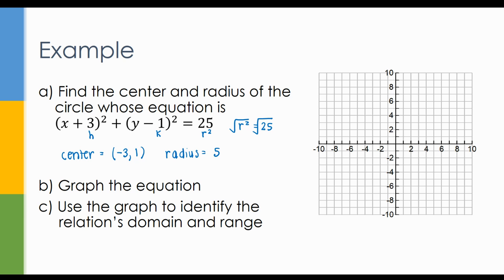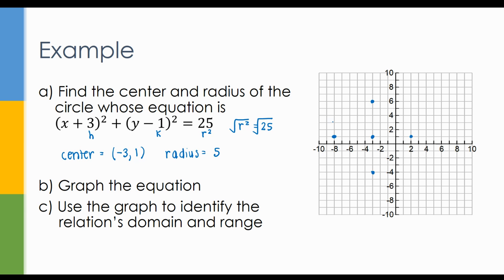So what I'm going to do to graph is I'm going to plot that center. So I'm going to go negative 3, positive 1, plot my point. And then from there, I know if my radius is 5, I want to go 5 away from that center in all directions. And the easiest ones to do on this coordinate plane are going to be going left, right, up, and down. So from the center, I'm going to go 5 to the right. 1, 2, 3, 4, 5, plot my point. From the center, I'm going to go up 5. 1, 2, 3, 4, 5, plot my point. From the center, we'll go 5 to the left. 1, 2, 3, 4, 5. From the center, we'll go 5 down. 1, 2, 3, 4, 5.